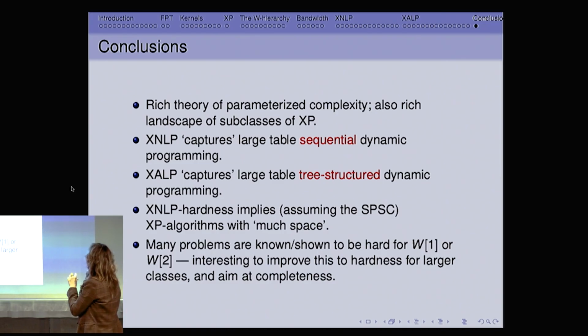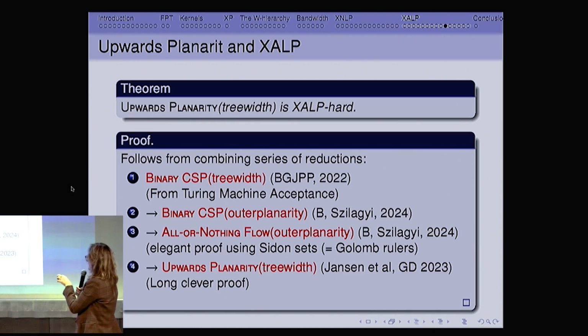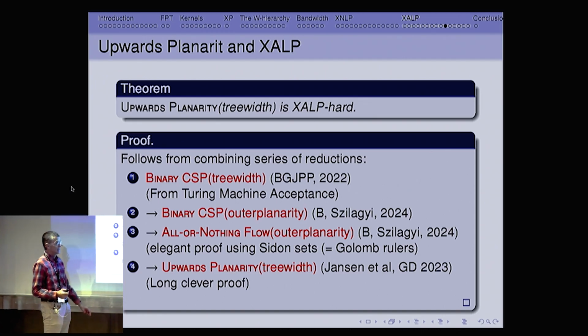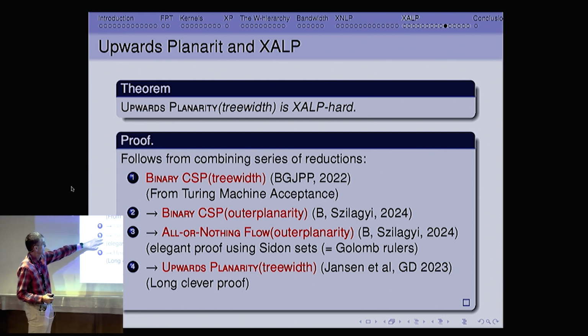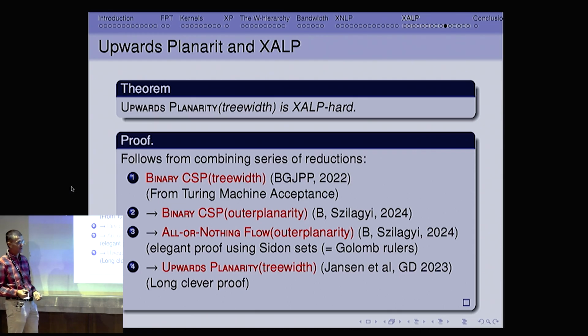So did I understand correctly that this proof that upward planarity for treewidth is XALP, you just proved this for this talk? No, it was proved before. Is it published? No. It just follows. The problem is that there is no real proof, right? We proved this. There are two Lego bricks. And there's actually no written part where people put the Lego bricks on top of each other.